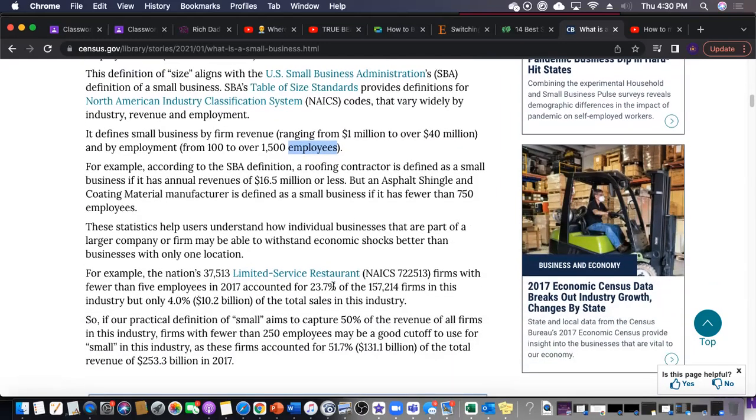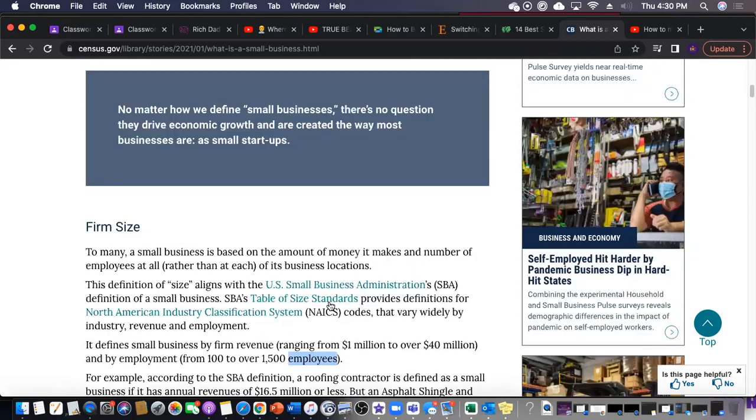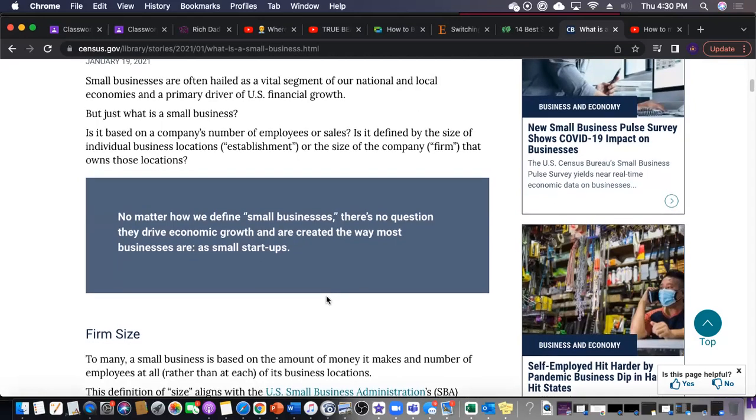So, for example, under the SBA definition, a roofing contractor is defined as a small business if its annual revenue is 16.5 million or less. And then a definition for the asphalt, shingle, and coating material manufacturer is defined as a small business if you have fewer than 750 employees. So they have their own different standards on what a small business is, but just to keep it simple, a self-employed individual usually has between 1 to 5 employees or less.